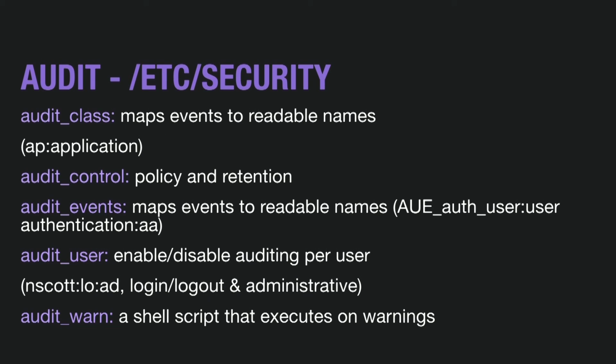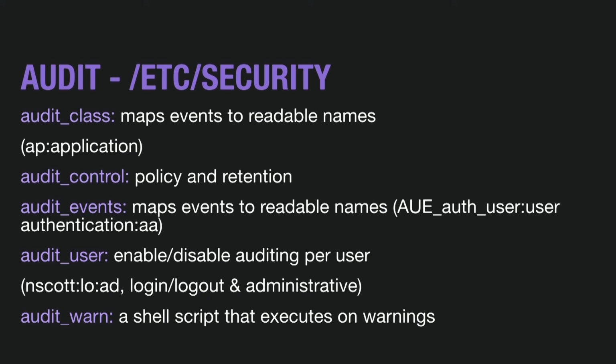So this is just an ls, basically, of the etc security folder. In purple are your files. You should have 5 in there. You've got audit class that maps events to readable names. So the example here is you'll have something along the lines of AP equals application. There's a long list in there. That's all that file is. It's just mapping. Basically, it's creating variables. You've got audit control, which is your policy and retention. We'll take a look at that a little bit later when we look at configuration files, so you can see how you can change your retention policy.